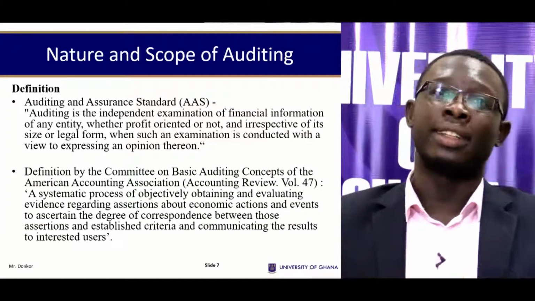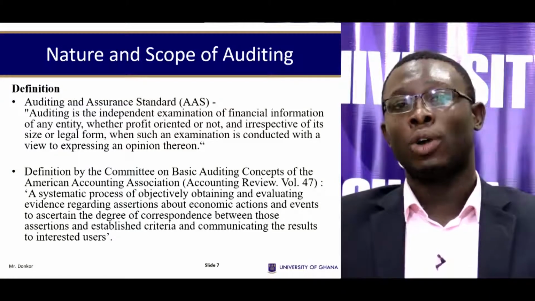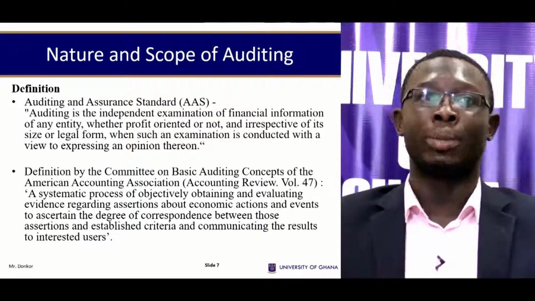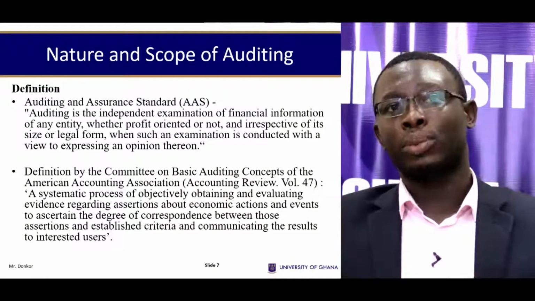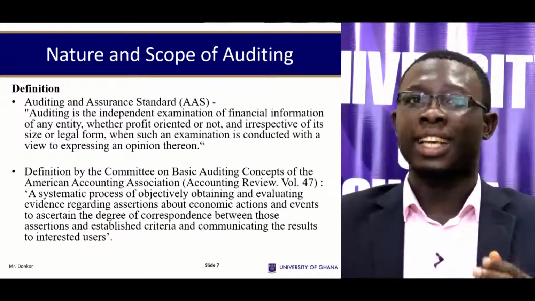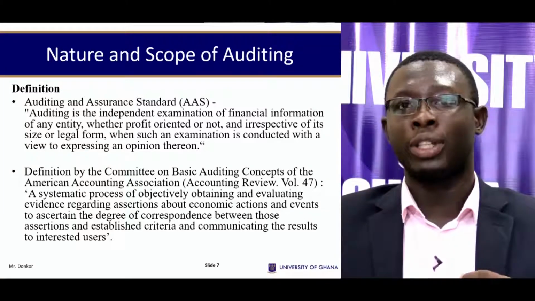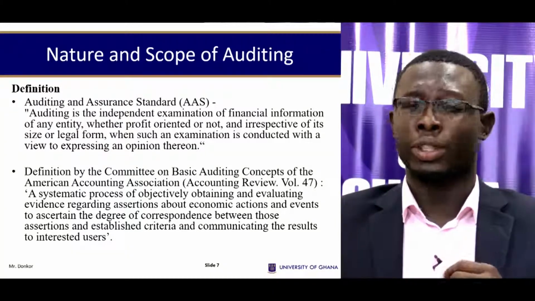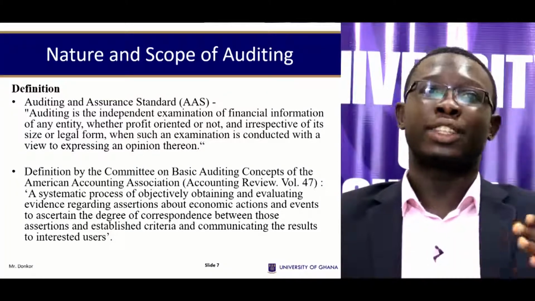Now let's try to understand what auditing is. We are going to basically deal with the meaning and scope of auditing, basing our whole concept on the definition by the American Accounting Association. To them it is a systematic process of objectively obtaining and evaluating evidence regarding assertions about economic actions and events to ascertain the degree of correspondence between those assertions and established criteria, and communicating the results to interested parties. Following this definition very well, you clearly see that it's a scientific process.